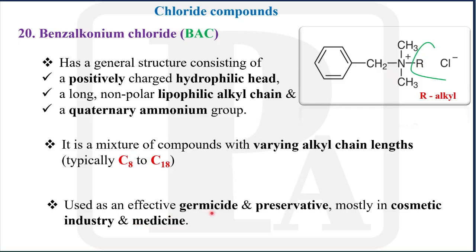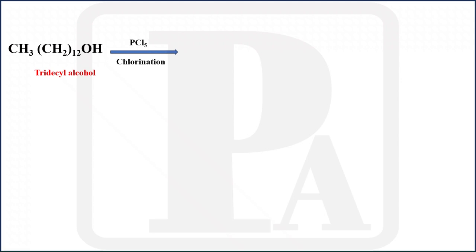It is used as an effective germicide and preservative, mostly in the cosmetic industry and medicine. Now we'll see the synthesis of this benzalkonium chloride. For this, first we take tridecyl alcohol. How many carbons are there? A 13 carbon alcohol is called tridecyl alcohol, which undergoes chlorination by means of PCl5. Here the OH is replaced by Cl and we get tridecyl chloride.